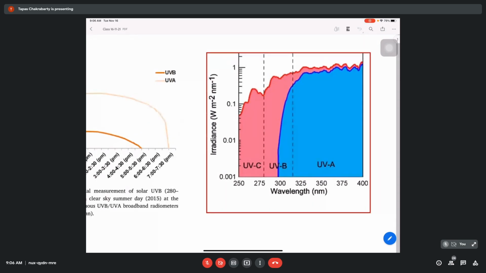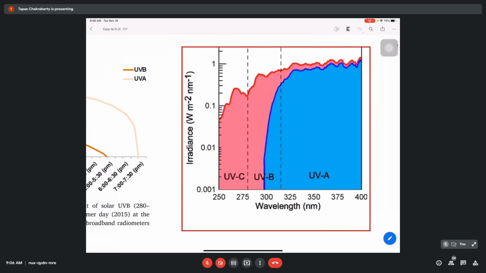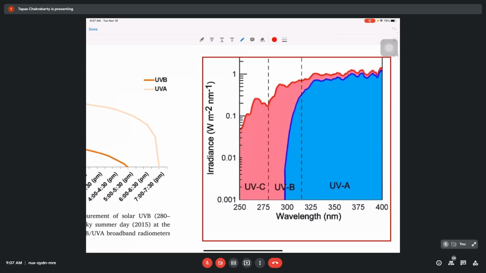If you analyze this region of the spectrum that I have shown here, you can see on my screen the solar irradiance in a clear sky in the wavelength range of 250 to 400 nanometer. This is basically the ultraviolet range of the spectrum, and the irradiance intensity is shown.